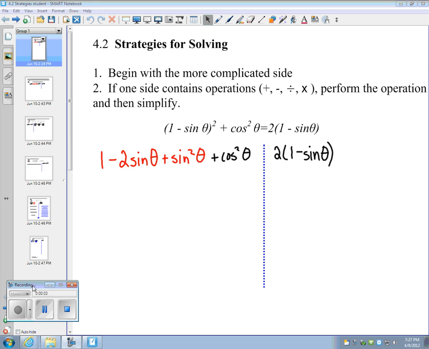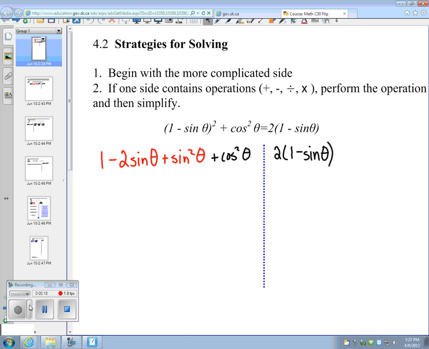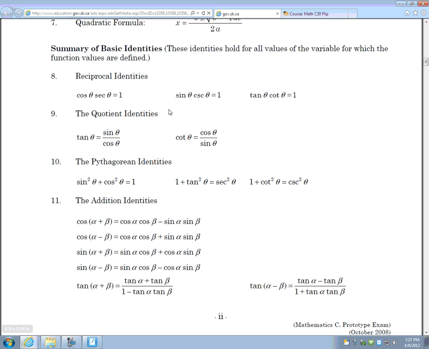4.2, we're going to look at some strategies for solving identity questions. First thing it says here is we're going to begin with the more complicated side. If one side contains operations, we're going to perform those operations and then simplify. So what you want to have handy is this summary of your basic identities, because you're always going to be looking for identities and ways you can simplify things. Okay? So let's get started.